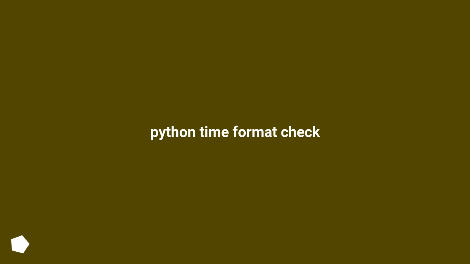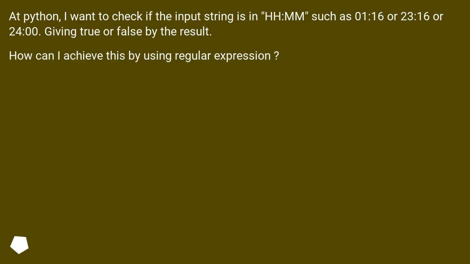Python time format check. In Python, I want to check if the input string is in HHMM format, such as 116 or 2316 or 2400 hours, giving true or false as the result. How can I achieve this by using a regular expression?